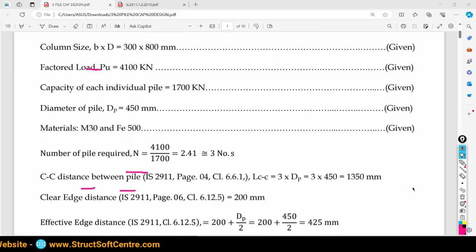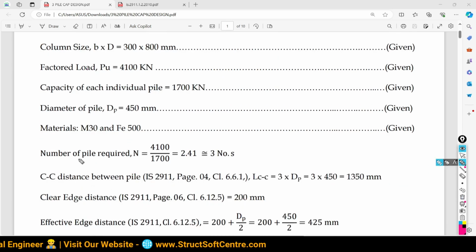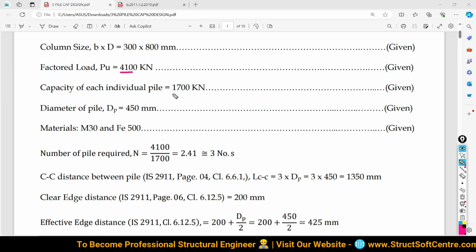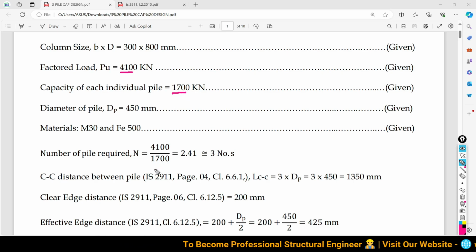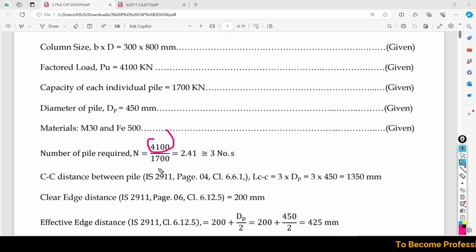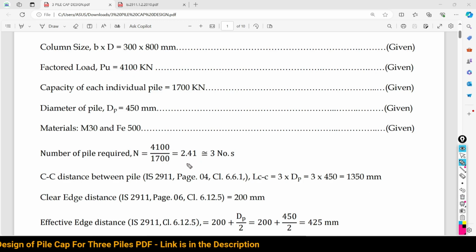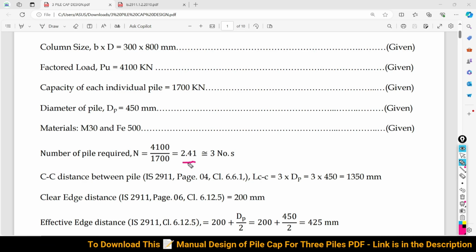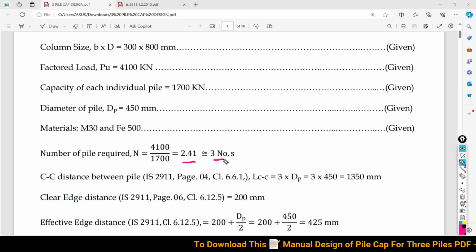These are all the given data that you can find in the problem statement. But the important thing we have to determine here is how many piles are required to resist this load if one pile has 1700 kilonewton capacity. It's very simple. We have to take the ratio of 4100 divided by 1700. This will give you how many piles are required to resist the total load of 4100 kilonewton. So 2.41 piles are actually required, but it is a fraction. That's why we are going to round up this value to 3. So 3 piles we are going to provide.